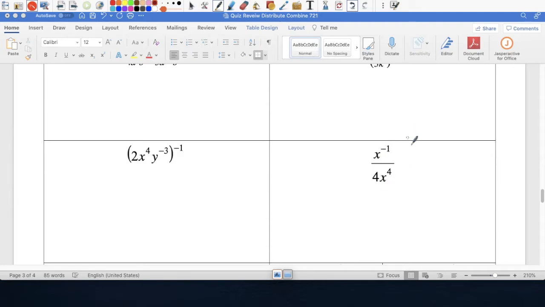Okay, here. So x to the negative first power, I'm going to throw that, right? So the 4 stays, x to the fourth power. And this fell over here. I'm going to put him over here. And then don't forget to put him over there. Simplify that a little bit better than that, and we get 4x to the fifth.